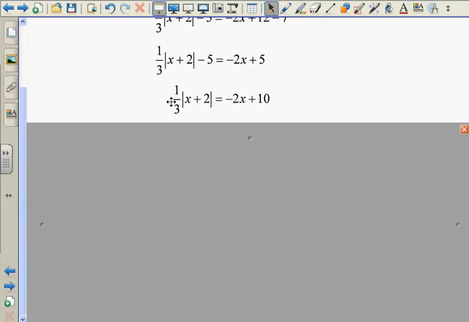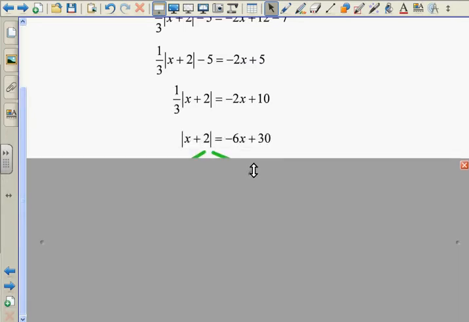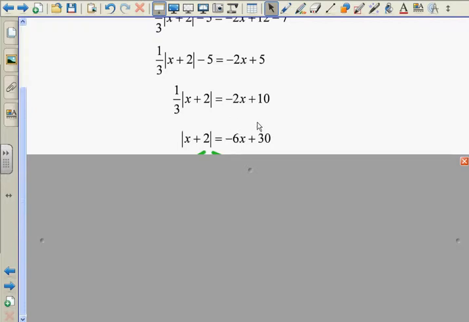Now we need to get rid of the 1/3. You can either divide by the 1/3 or multiply by the reciprocal, which is 3. So if you think of it as multiplying by 3, we've now got -6x and a +30. Okay, so our absolute value is by itself, so we're ready to split. And this is the part that's no different than any other absolute value.